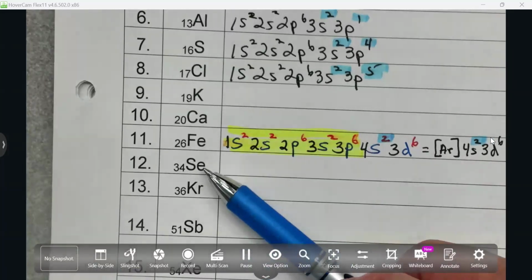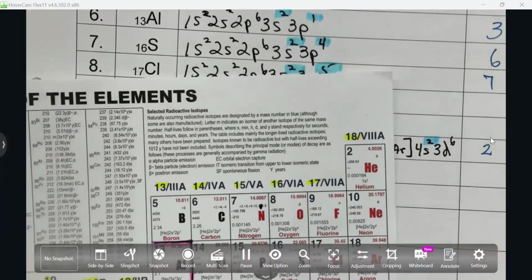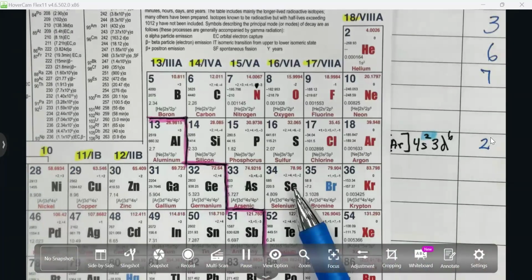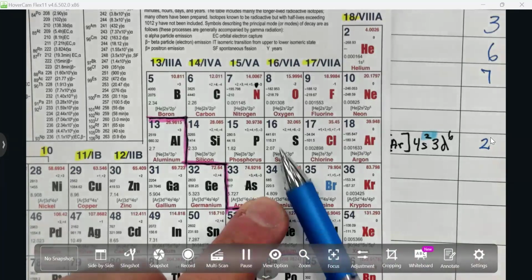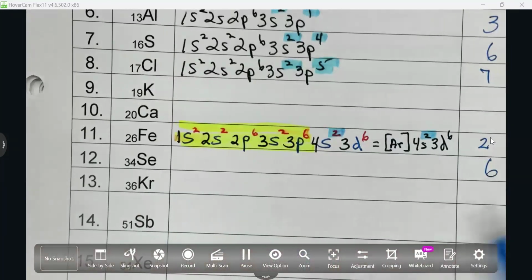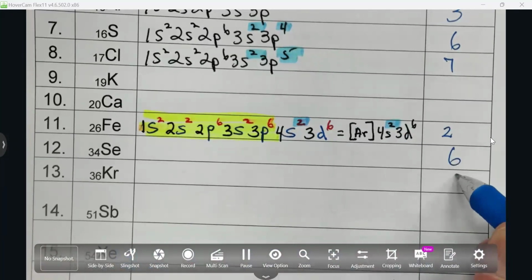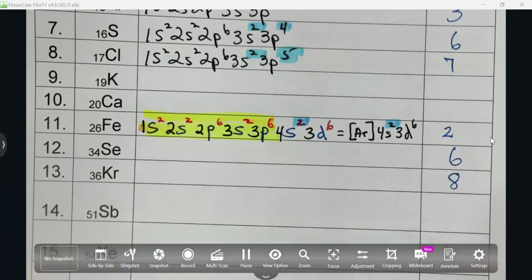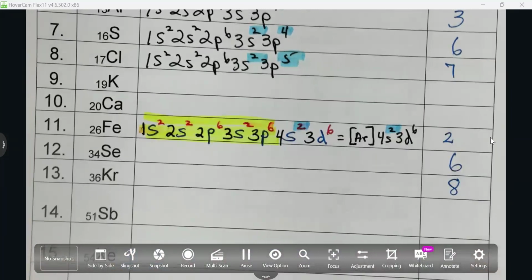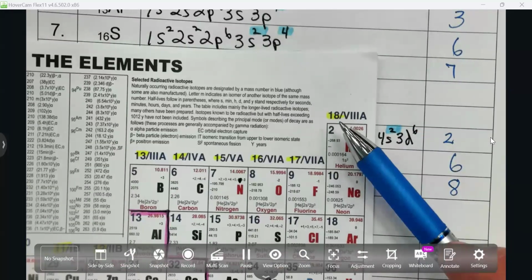So, selenium. Is right here. How many valence electrons? 6, right? It's the ones place. Selenium should have 6. Krypton. How many valence electrons for krypton? 8, right? Noble gas, what group is it in for krypton? It's right here. It is in group 18.